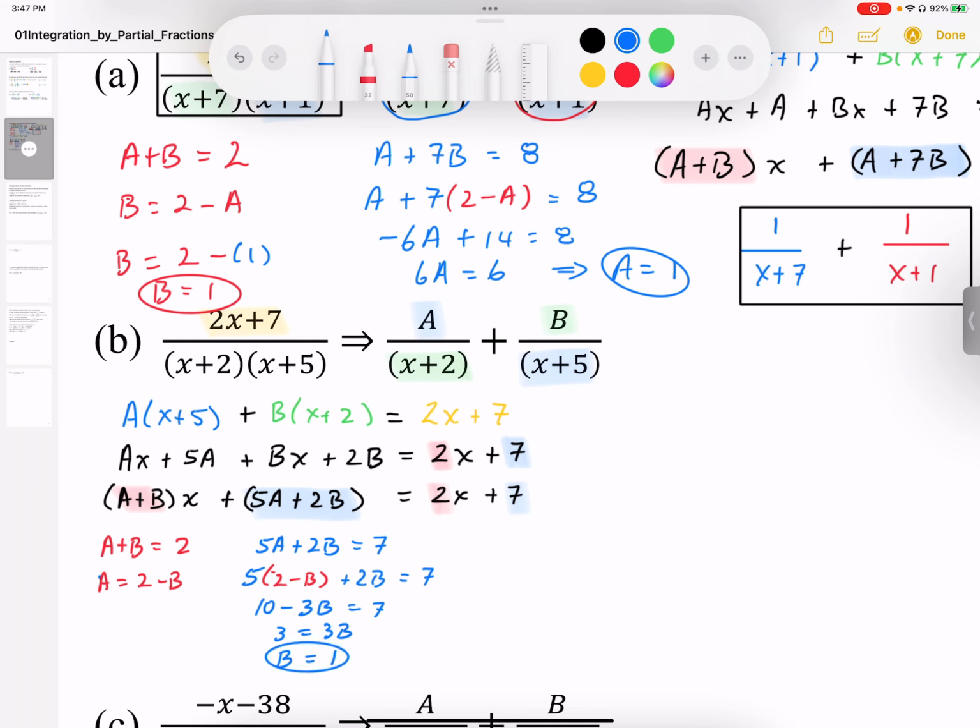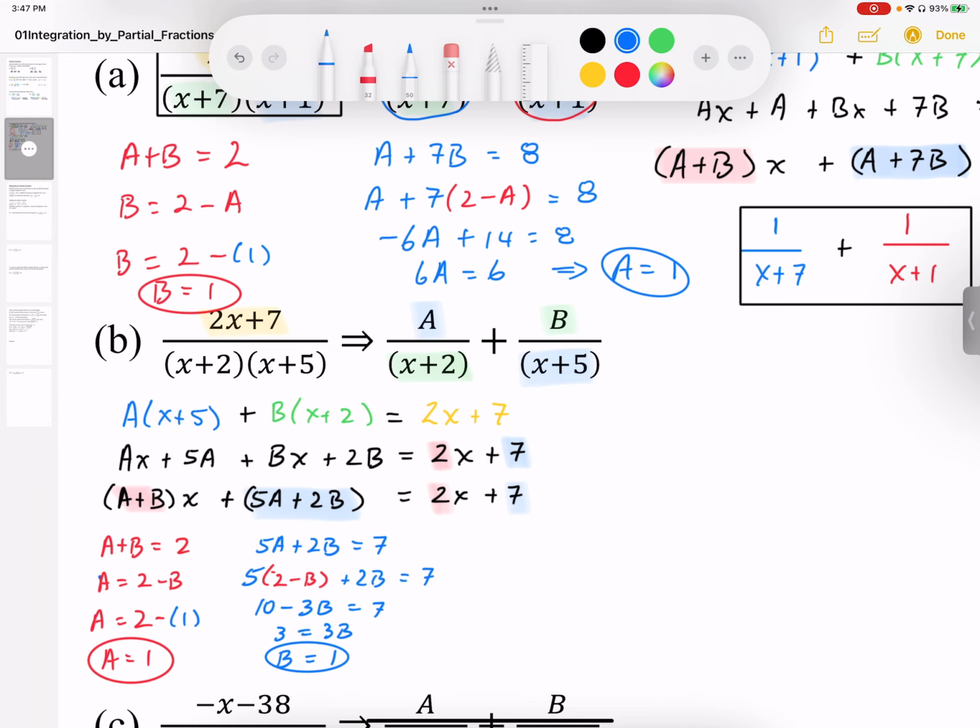Okay, so that's one of the solutions. Solving for a, I just substitute for b. So 2 minus b is equal to 1. So a is equal to 1 as well. Okay, now some of these you might have been able to guess, but I've given you some easier examples here.